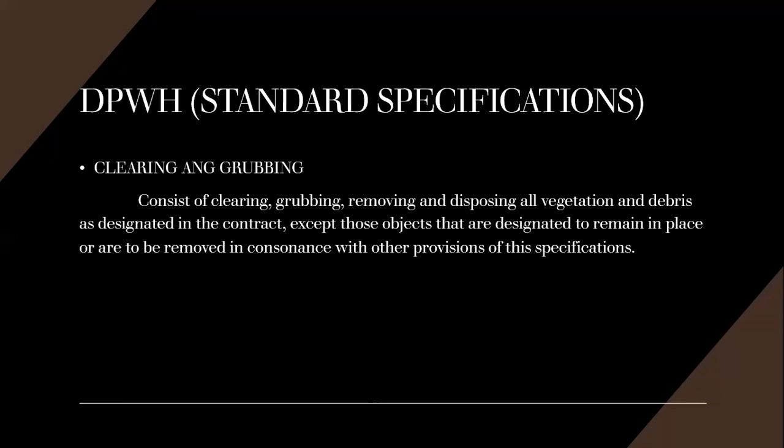So the clearing and grubbing, first is clearing. From the word clearing, it means removing. So in construction, clearing removes all the unwanted surface materials like trees, brush, leaves, or any other material. However, grubbing means disposing all the unwanted vegetative matter from the underground like stumps, roots, buried logs, and other debris.